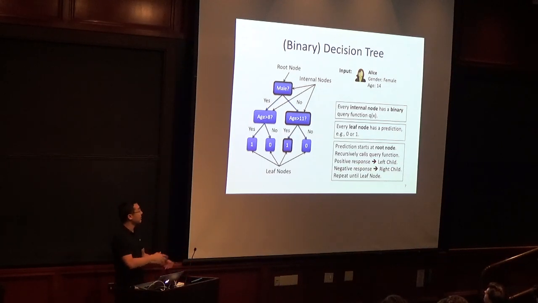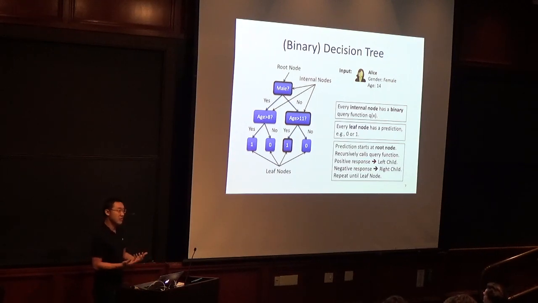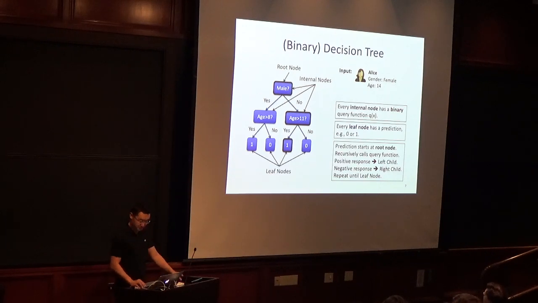So given a decision tree, you simply walk down the decision tree from the root node through the sequence of binary queries associated with each internal node until you reach a leaf node which has a prediction associated with it. It's that simple. So that's the prediction.